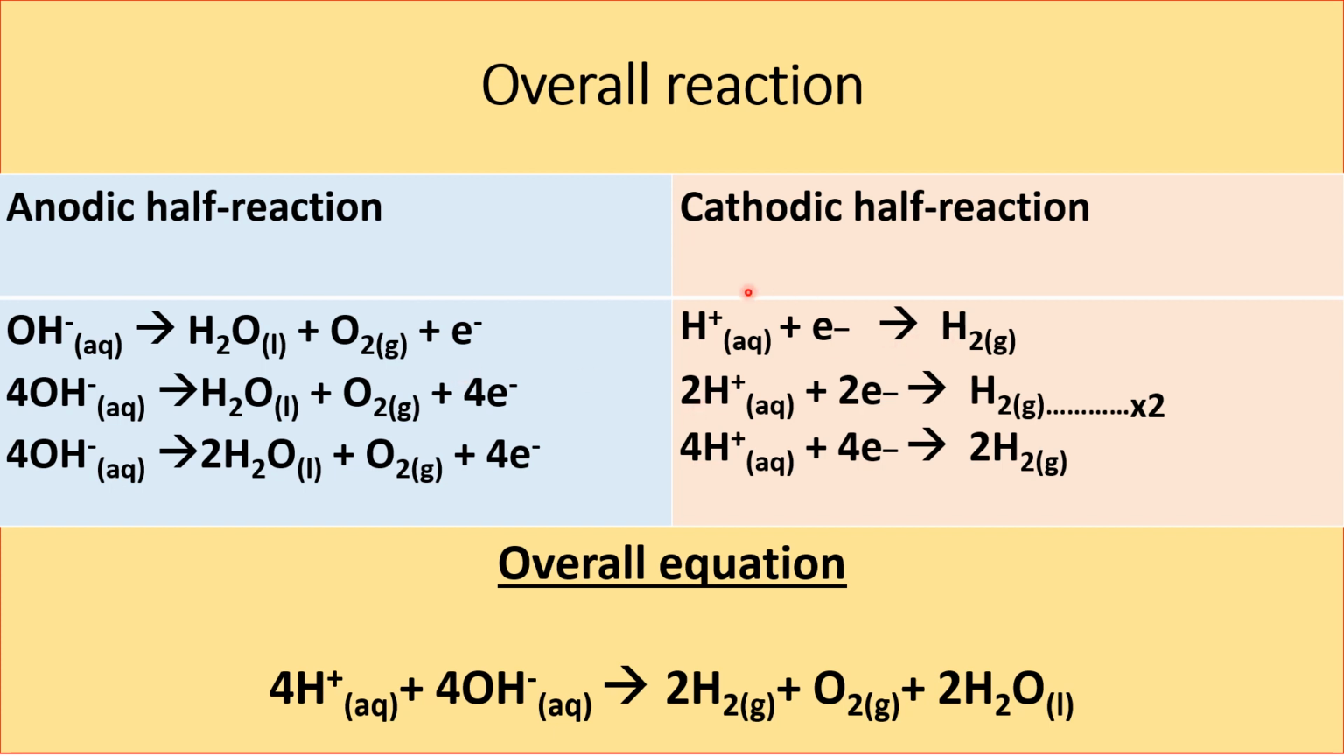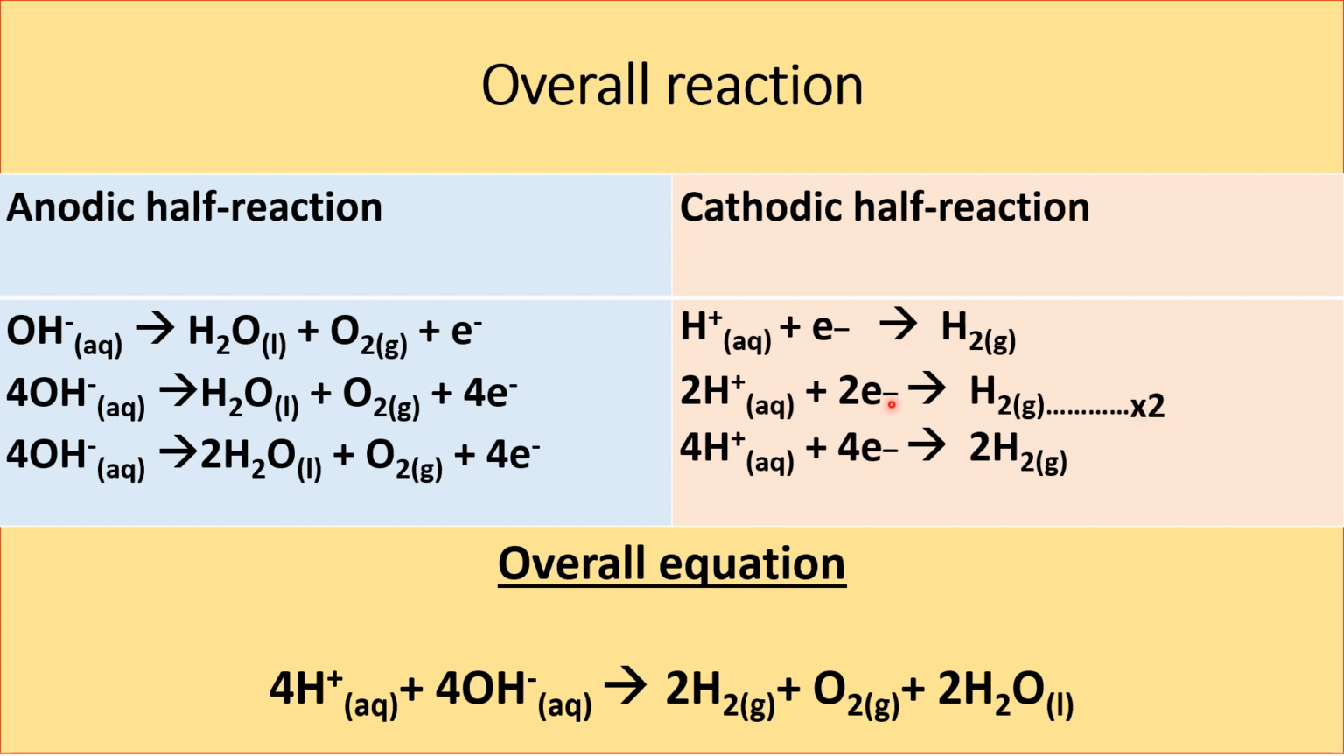At the cathode, the hydrogen ion gains 1 electron to liberate hydrogen gas, and the equation is not balanced as well. What do I need to do? If I put 2 in front of the hydrogen ion, then I have 2 hydrogen, 2 hydrogen, and 2 moles of electron is gained. But the number of electrons gained and the number of electrons lost are not yet the same. So what do I need to do? What I have to do is to multiply the whole of this equation by 2.